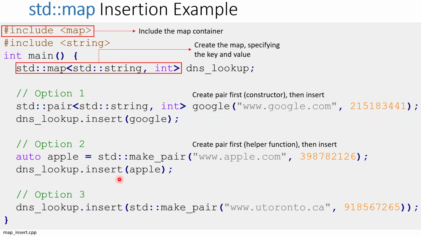The second option, you could use the make pair helper function from the STL. This will return the pair depending on what you give it. You can simplify the code by using auto, and we insert. Option 3, even simpler: we can skip the auto part and directly pass the make pair into the insert.